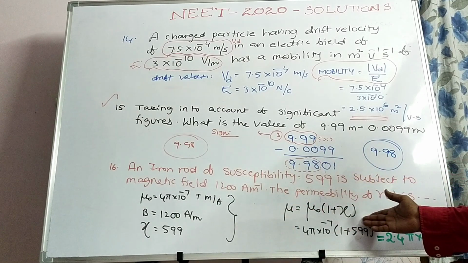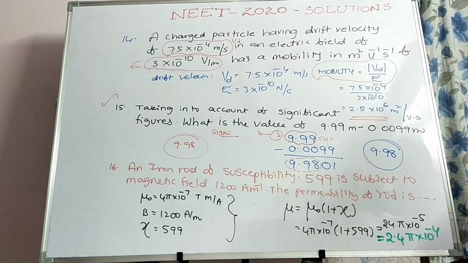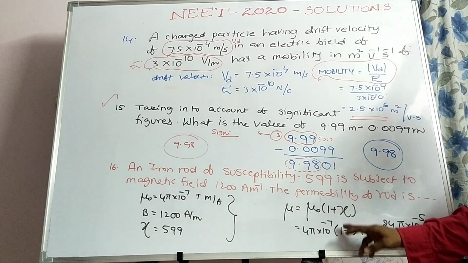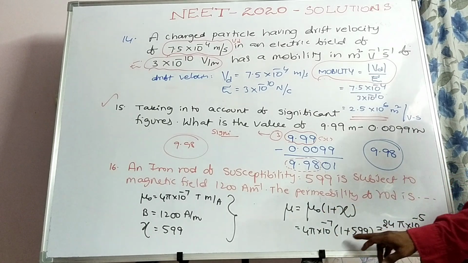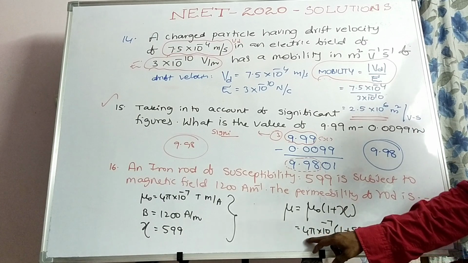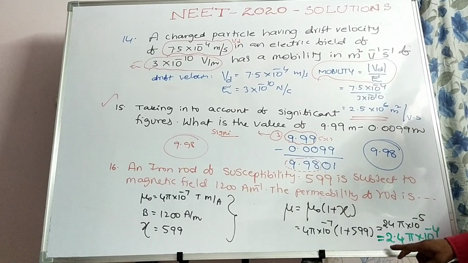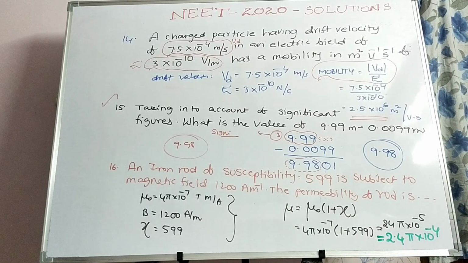So substitute in this expression, the relation for permeability is equal to permeability in free space into 1 plus the susceptibility. So 4 pi into 10 power minus 7 substitution and 1 plus susceptibility of 599. Finally we will get 600. 600 into 4, 2400. That is nothing but 24 into 10 to the power of minus 5 pi. So finally that can be written as 2.4 pi into 10 power minus 4 is the answer.